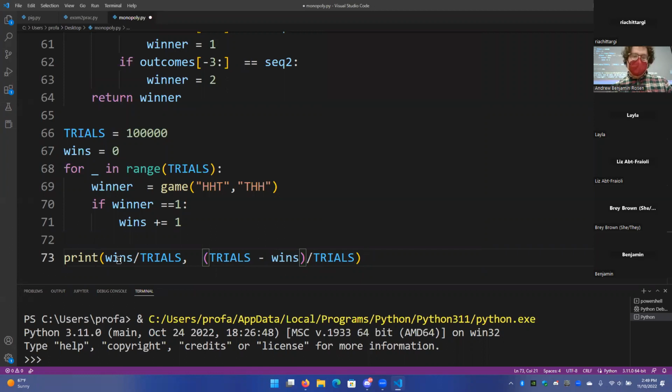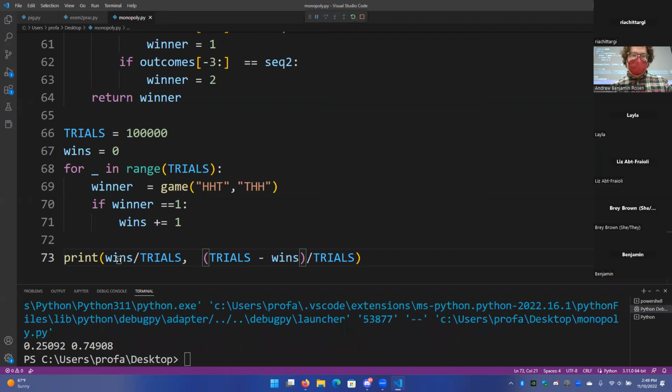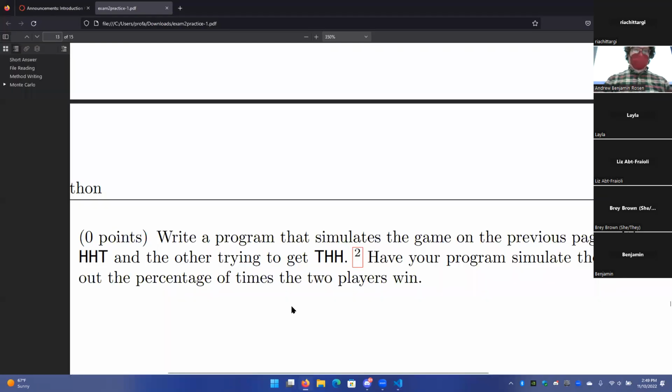Okay, so let's run it. And we see that player 1 has approximately a 25% chance of winning, and player 2 has approximately a 75% chance of winning, right? 74 and a lot of change. It's 25.05% chance of winning, 74.95% chance of winning. So as I mentioned, this game is called Penney's game.